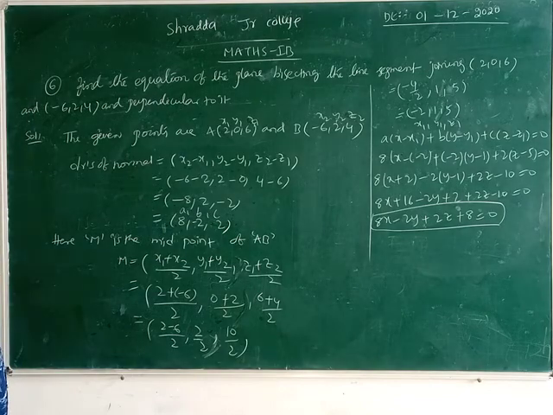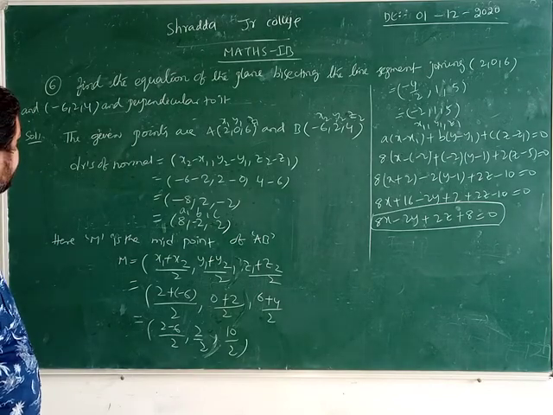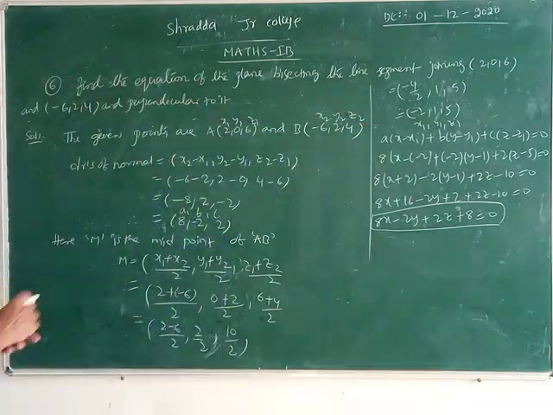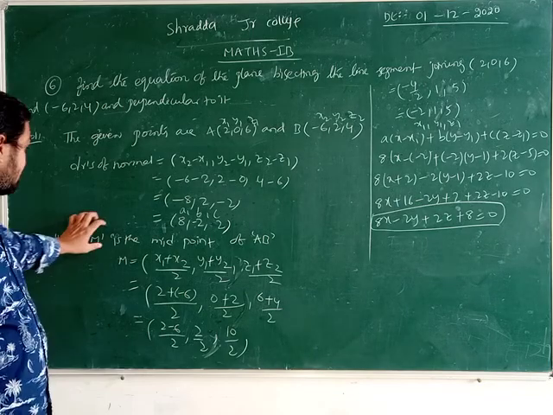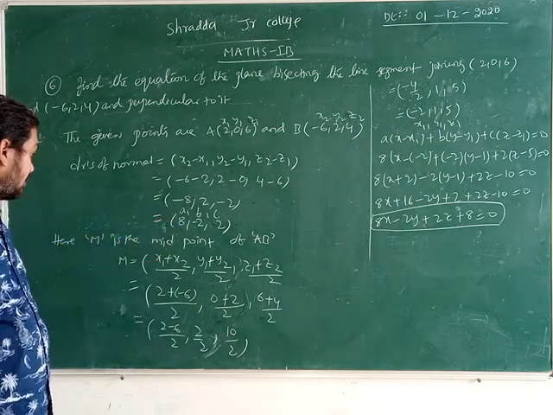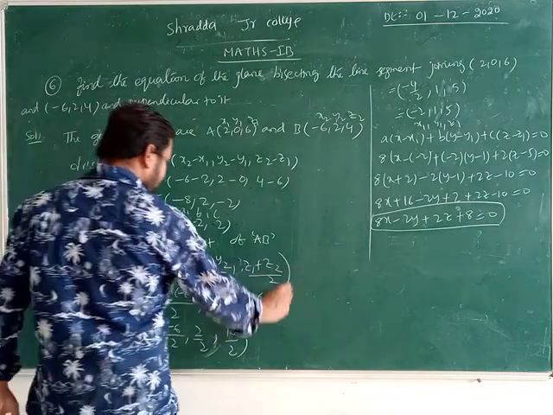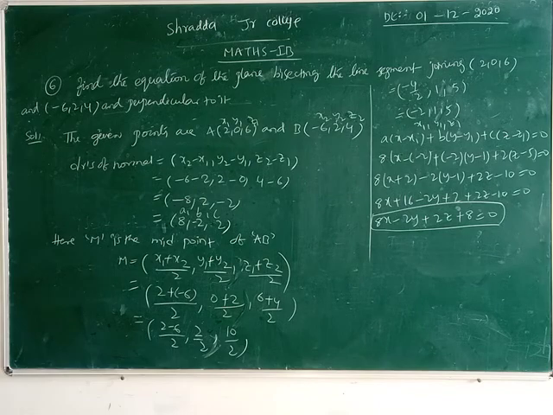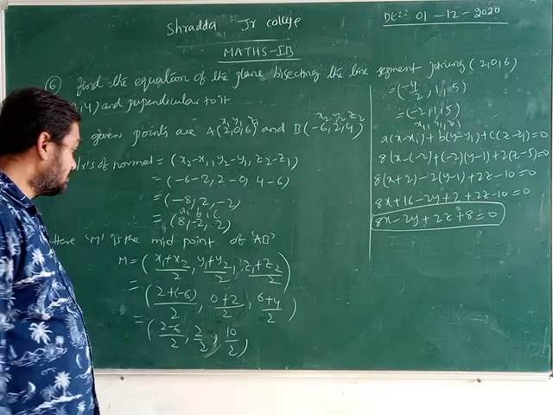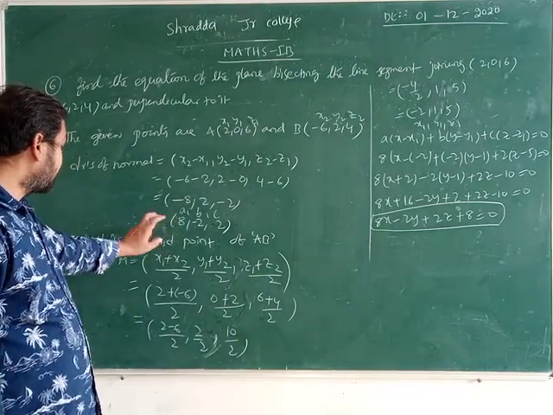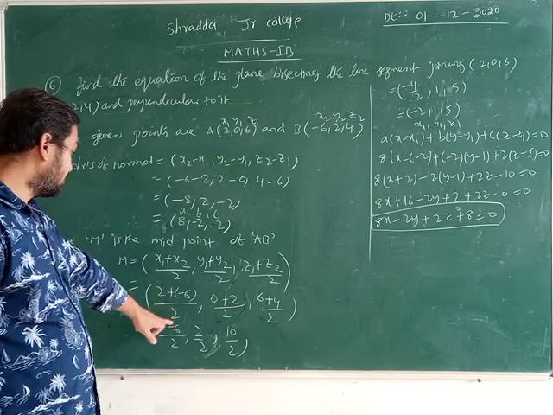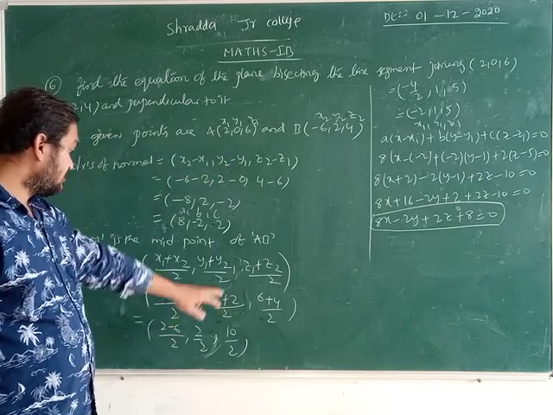Now see what is given here: the equation of the plane bisecting the line segment. Here, what is M? M is the midpoint of AB. What is the formula for finding the midpoint? That is (x1 plus x2) by 2, (y1 plus y2) by 2, (z1 plus z2) by 2. Now what is x1 here? x1 is 2, plus x2, minus 6, by 2, and what is y1?